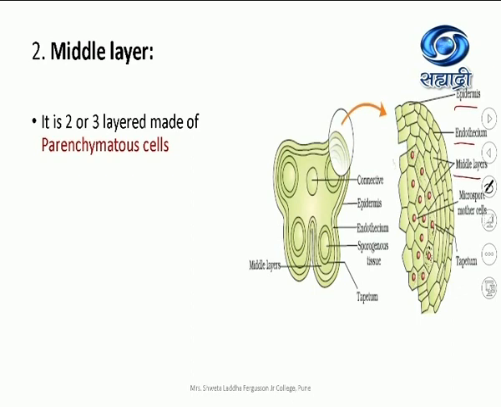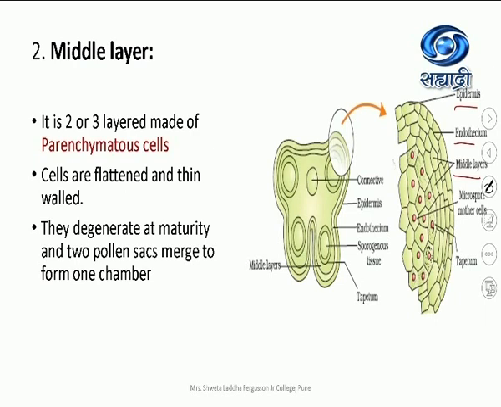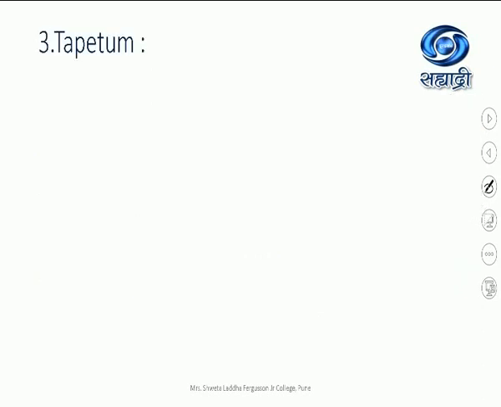Next to it lie the middle layers. Look at these middle layers, 2 to 3 in number, made up of parenchymatous cells. They are flattened and thin-walled. They degenerate at maturity, and the two pollen sacs merge to form one chamber. So this pollen sac and this pollen sac will join together because of the rupture of the middle layer, and it forms one chamber.